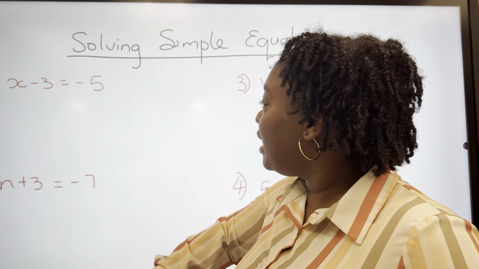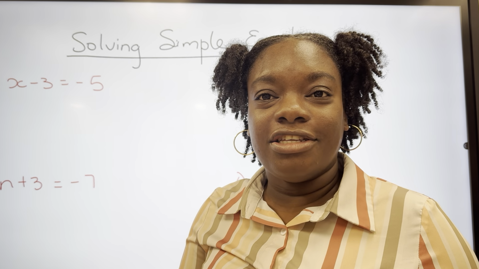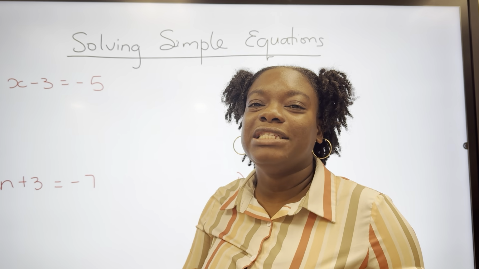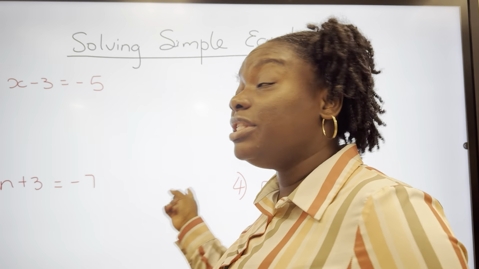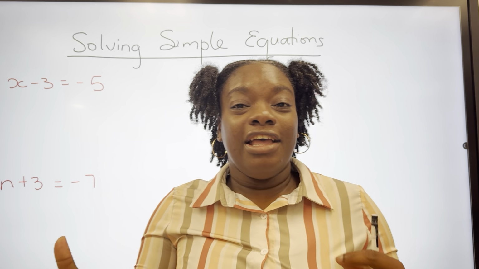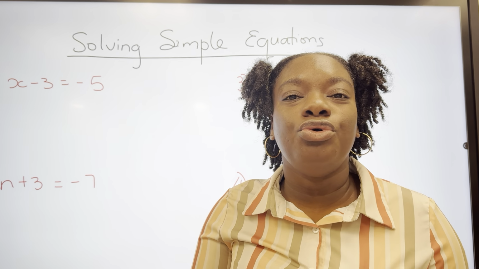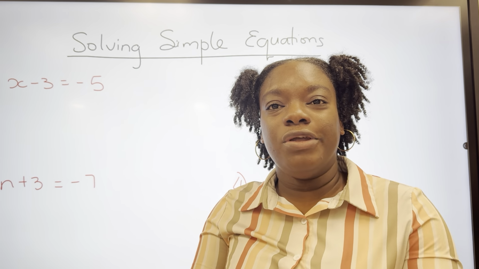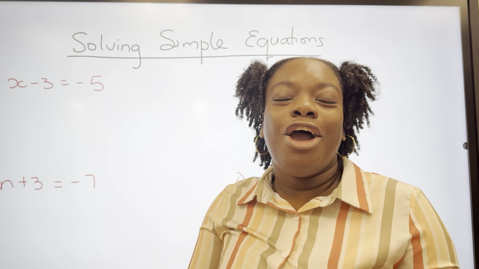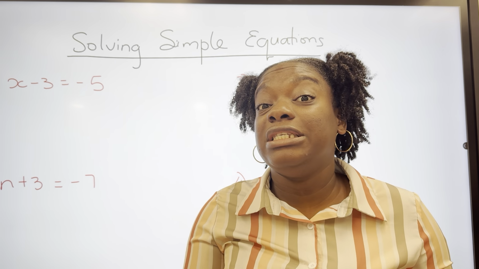Now, in our case, for the first one, our variable is x. So if I'm going to solve for x, it means I want to have x on one side by itself. Now, how do we get that by itself? Everything that is on the side of the unknown, our aim is to move it to the other side. All right, how do we move it? We use what we call the inverse operation of what is being done.